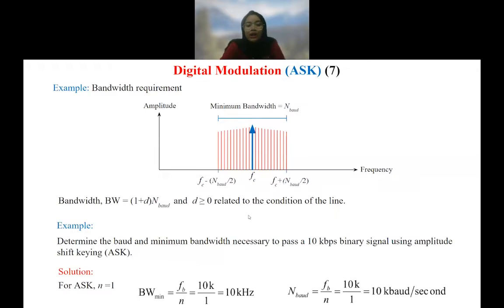To find the baud and minimum bandwidth, we need to use the formula BW minimum equals baud rate, and baud rate equals bit rate over N, where N is equal to 1, and the bit rate they already give us as 10 kbps. The answer for the BW minimum is 10 kilohertz. And for the baud rate, the answer is 10 kilobaud per second. Basically, the formula is just the same for the baud rate and the BW minimum.